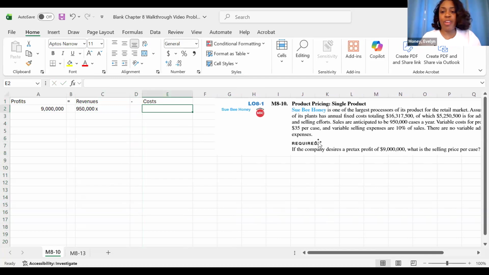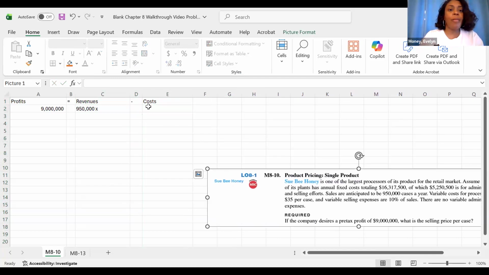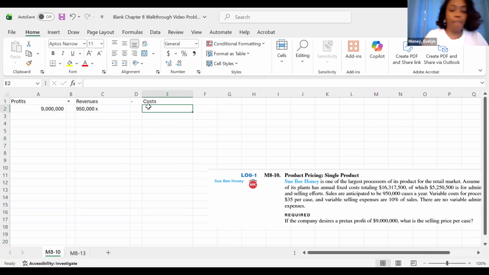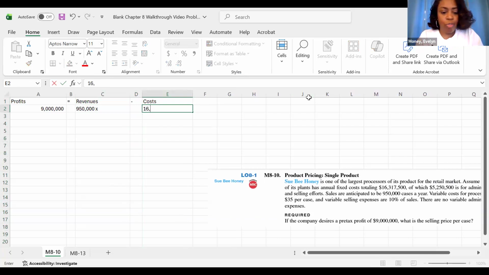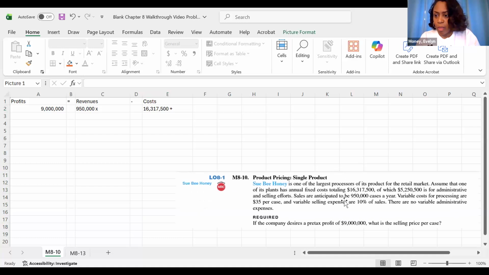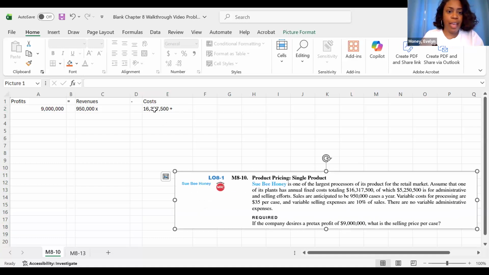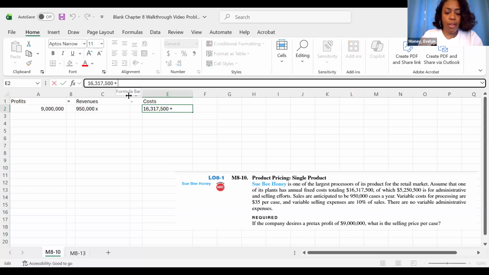Now, for my cost, this is the one that's going to be my longest. So let me bring this down here. For my cost, I have fixed cost and I have variable cost. The fixed costs were given to me first. That's that 16,317,500. My variable costs for processing are $35 per case. So here, I know I need to take the $35 per case and multiply it times 950,000. Add in my comma. And I'll add in my parentheses.